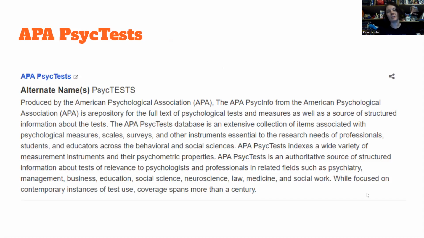Another way that you can find measures is using APA PsycTest. This is one of those databases that we learned about this semester, and you can just go to the JCKL website, and then you can look up APA PsycTest, and then you can go in and search different items. You're always going to want to endorse full text available, which will give you typically the items, but the items are the questions that we're asking.